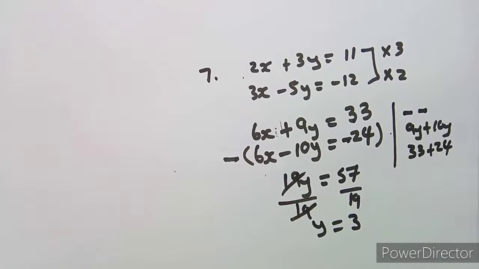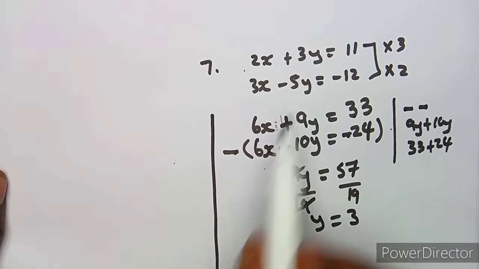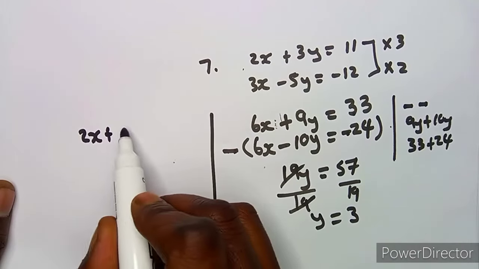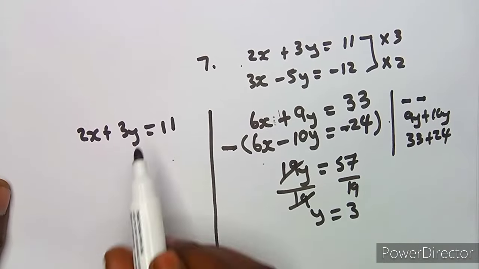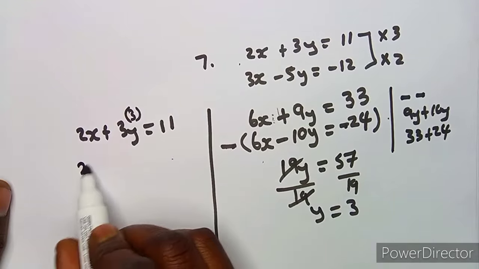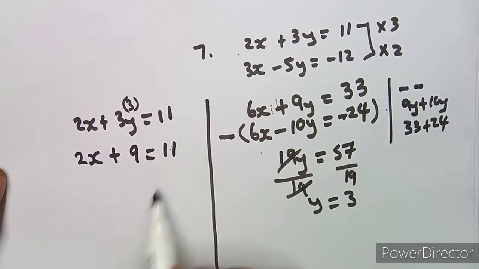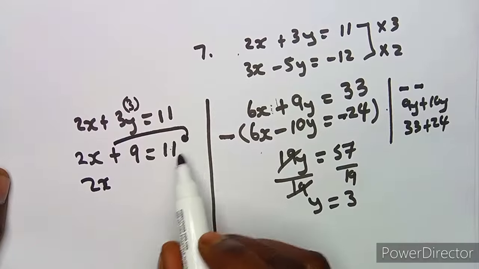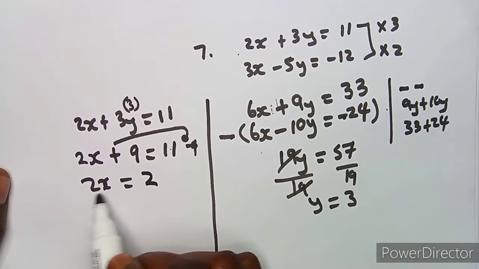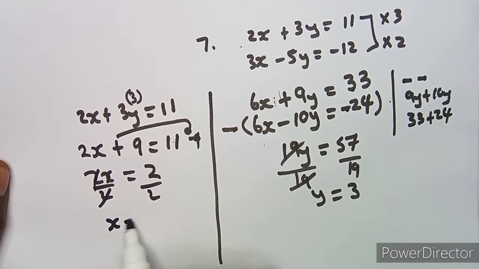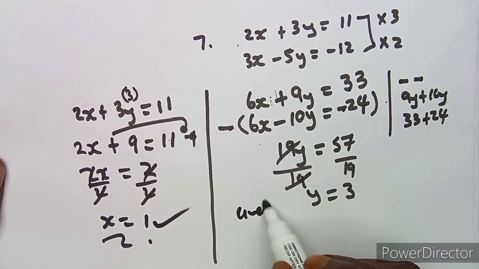To find x, I have to substitute into any one of the equations. Let me just take the first one: 2x plus 3y is equal to 11. We have got our y, which is 3, so you can substitute 3 in place of y. So 2x plus 3 times 3, that is 9, is equal to 11. Then we transpose 9 to the other side, which is minus 9. 11 minus 9 is 2, divided by 2 on both sides, so your x is going to be 1. These are the values we are having. Therefore x is equal to 1 and y is equal to 3.